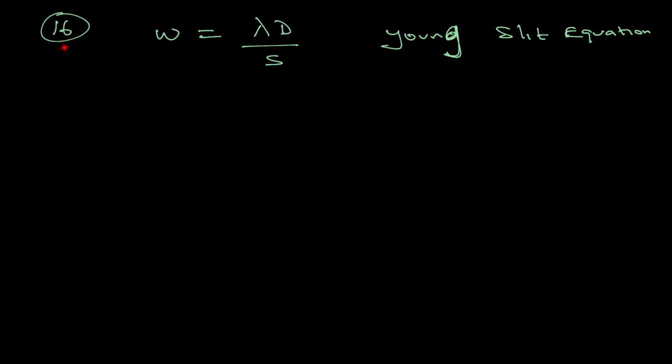Question 16, we're looking at the fringe spacing, and that equals lambda d over s. Using the Young's slit equation, we need to find what will increase the fringe spacing. Well, w, the fringe spacing, will increase if lambda increases or d increases. Also, w is inversely proportional to s, so it increases if s decreases. Looking at the options, the only option is decreasing the separation of the double slit, and that's s. So the answer to that will be D.